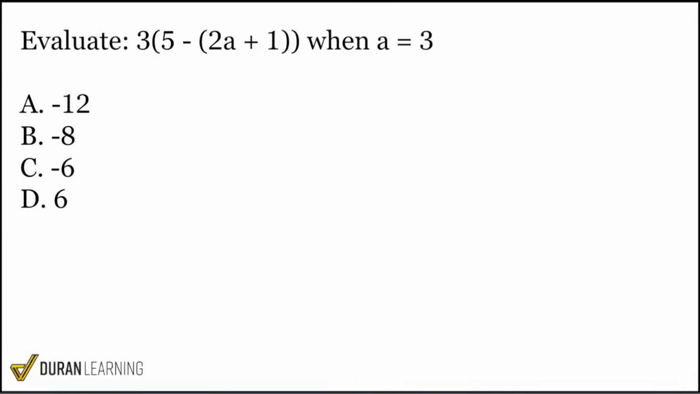All right, so we have a equals 3, and that's right there. So the best thing you can do is be clear to yourself. So we have 3 multiplied by 5 minus, open up another parentheses, 2 times a, which is 3, plus 1, and then close those parentheses. So we have all of this set up, and then up next, we have 2 multiplied by 3, which is going to give us 6.